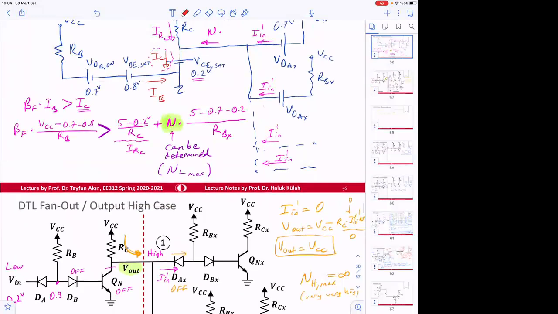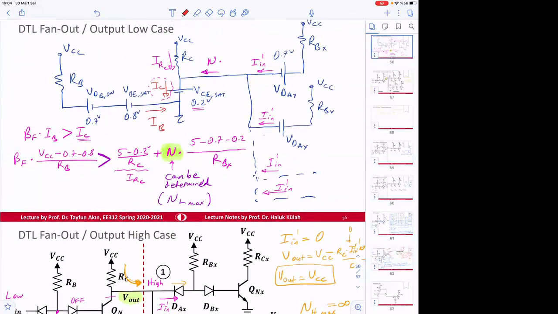Let's just find the fan out equation here. The fan out equation is, we calculated this before. This is the fan out equation, okay? This is how we determine the fan out. Now, if you look at this equation, we calculated this before.